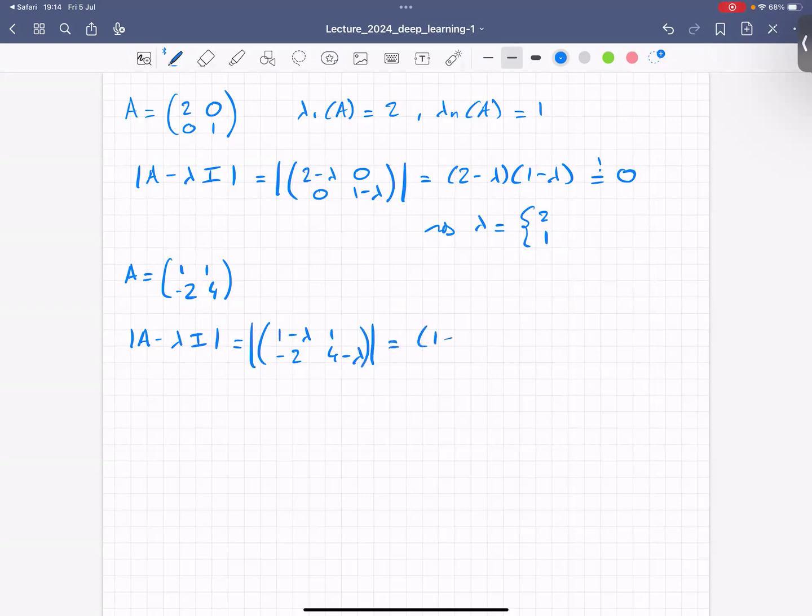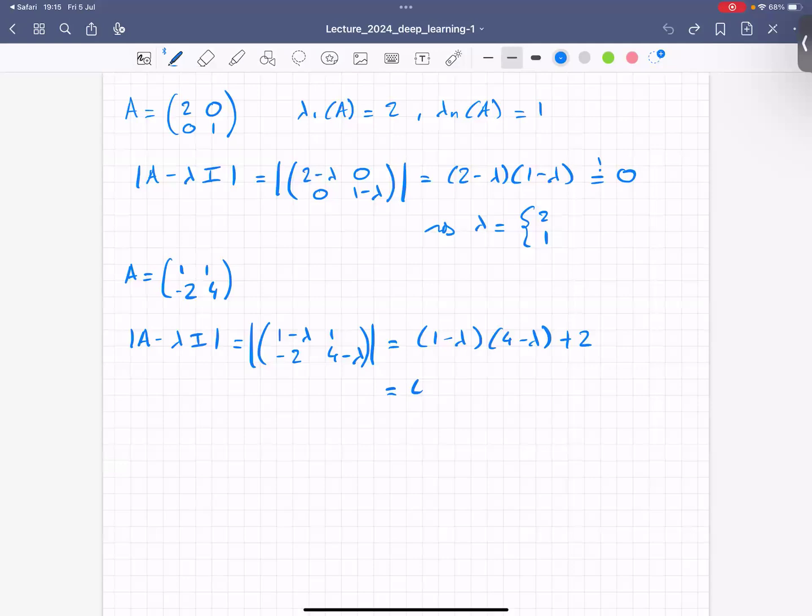So this is simply equal to 1 minus lambda times 4 minus lambda, right? So this times this minus this, oops, this times this, okay? So minus minus is plus, so we get plus 2. Let's develop this. So what do we get? So we get 4.